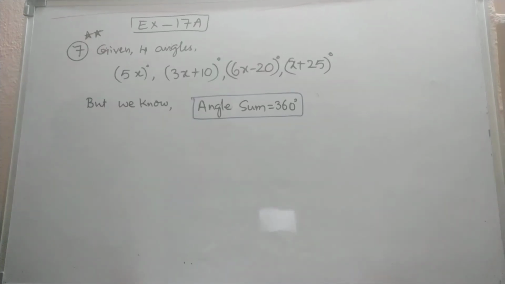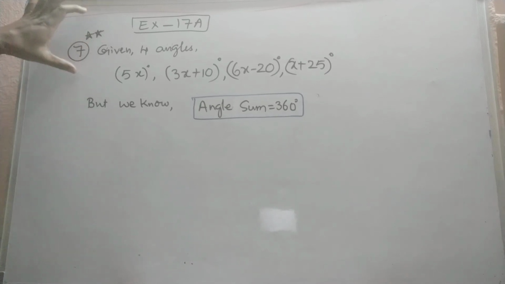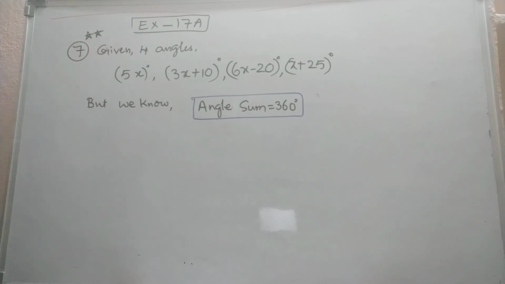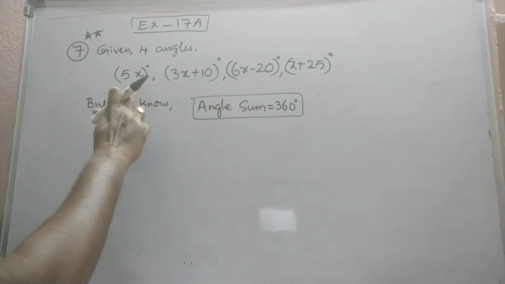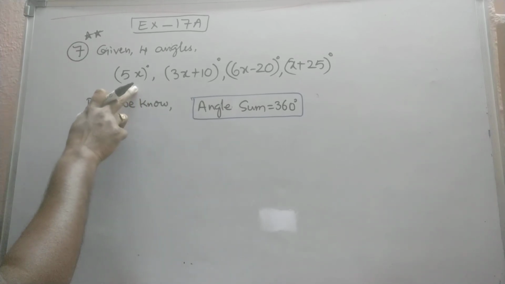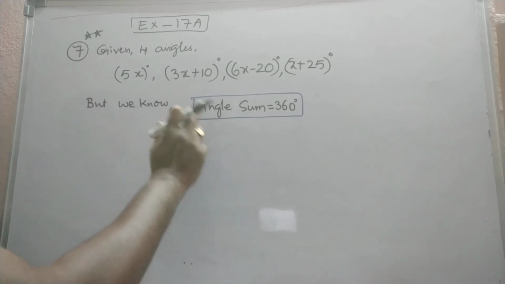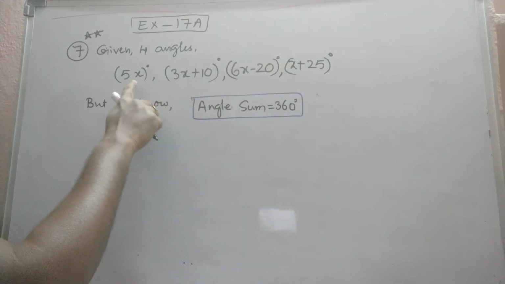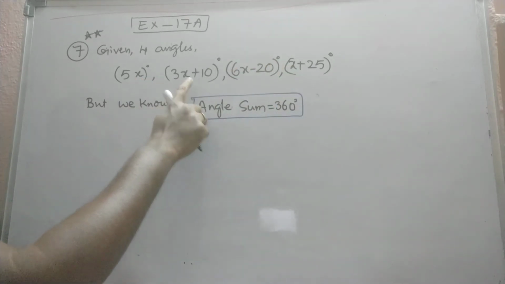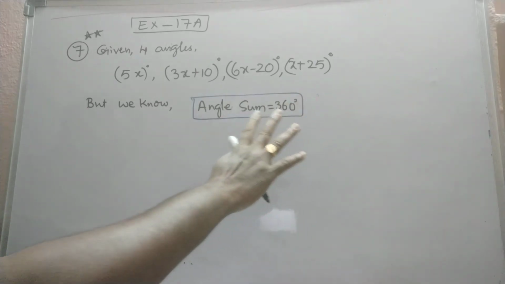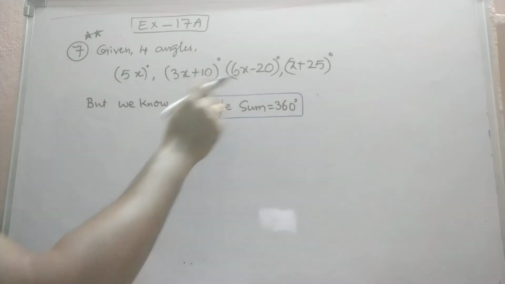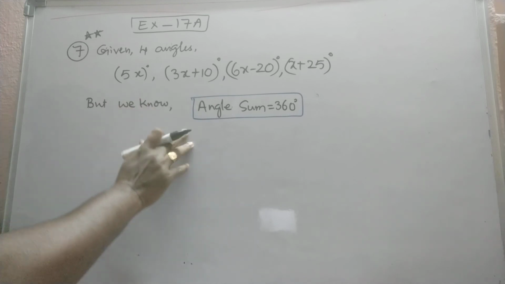Next, okay children, this question is very important. There is a high possibility of this question being asked in the exam generally. This question is almost the same as question number 3, example 3. The 4 angles we have been given are in variable form: 5x, 3x plus 10. We have to calculate the measure of all the angles by calculating x. As you know, the sum of angles is equal to 360. The same statement you have to write.